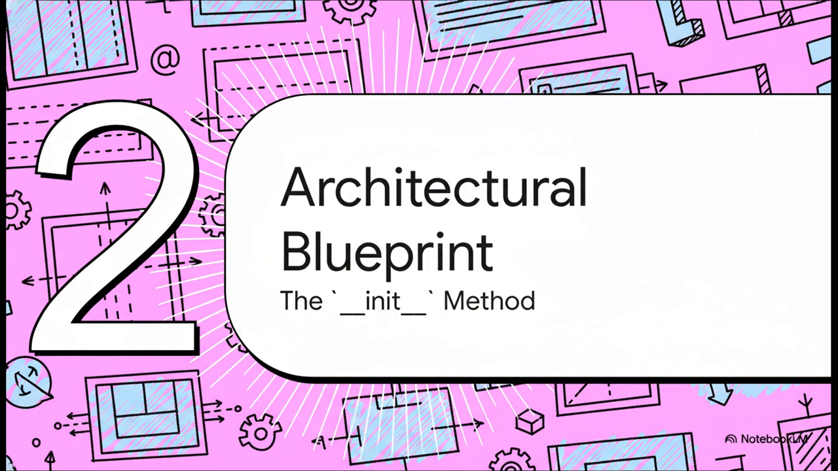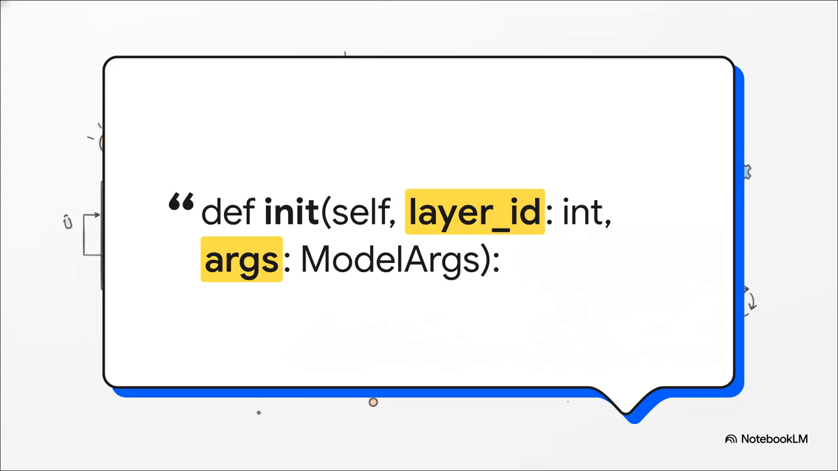Our investigation starts with the architectural blueprint. In the world of code, this is what's called the initialization method, or init. This is basically the set of instructions that tells the computer how to build one of these blocks before it's ever seen any single piece of data. And this one line of code is where it all begins.